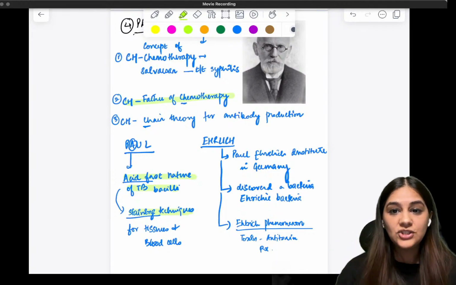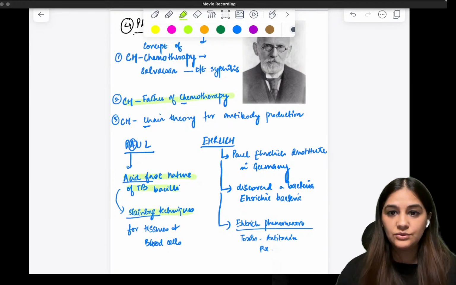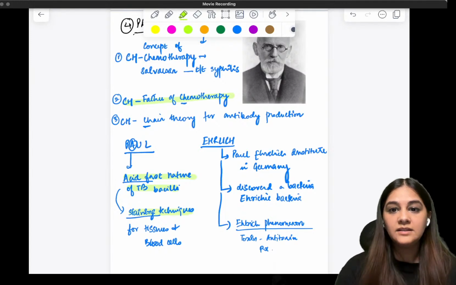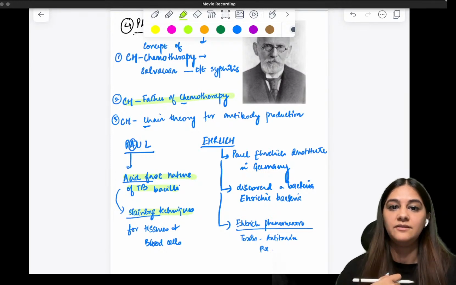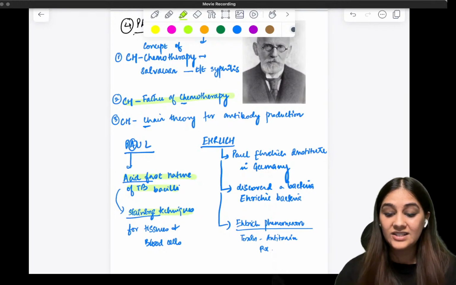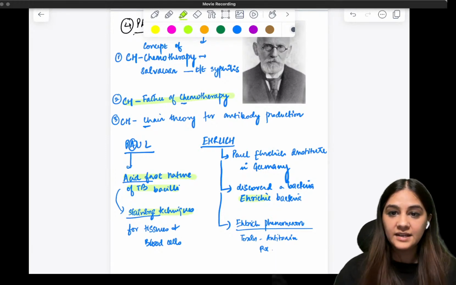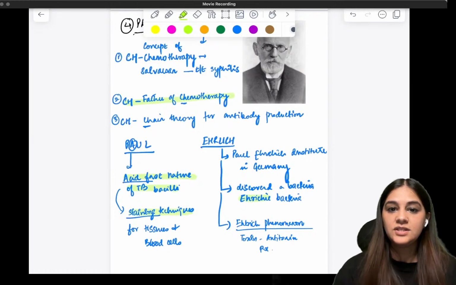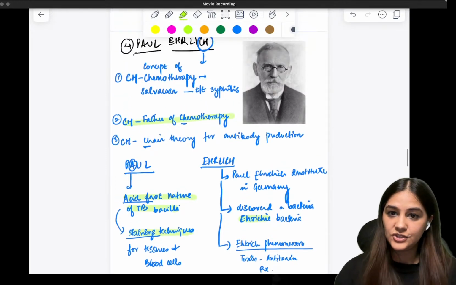Then come to Ehrlich. What did he do? He formed the Paul Ehrlich Institute in Germany, right? And then he discovered a bacteria called Ehrlichia. He named it after himself. And then he gave us the concept of the Ehrlich phenomenon, which is a toxin-antitoxin reaction phenomenon. So this was all about Paul Ehrlich, right?